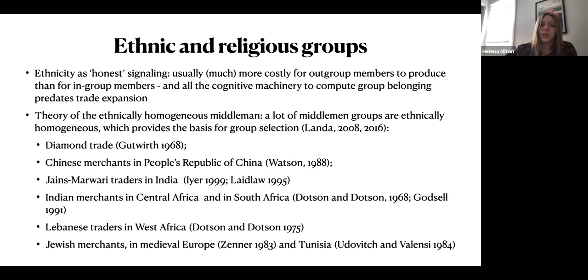There's a lot of work about the theory of the ethnically homogeneous middleman. A lot of middleman groups are ethnically homogeneous, and that can also provide a basis for group selection. That's the case for the diamond trade, Chinese merchants, Jain and Marwari traders in India, Indian merchants in Central Africa and South Africa, Lebanese traders in West Africa, or Jewish merchants in medieval Europe or Tunisia.